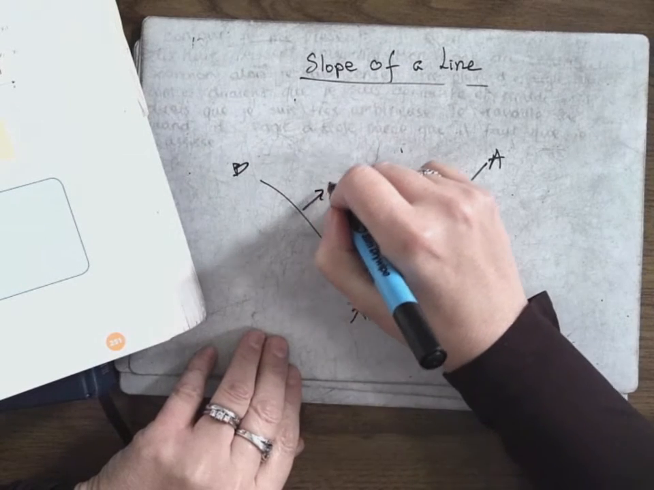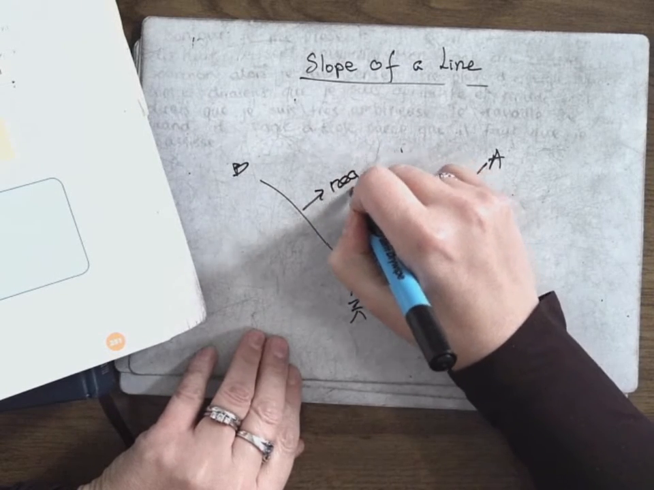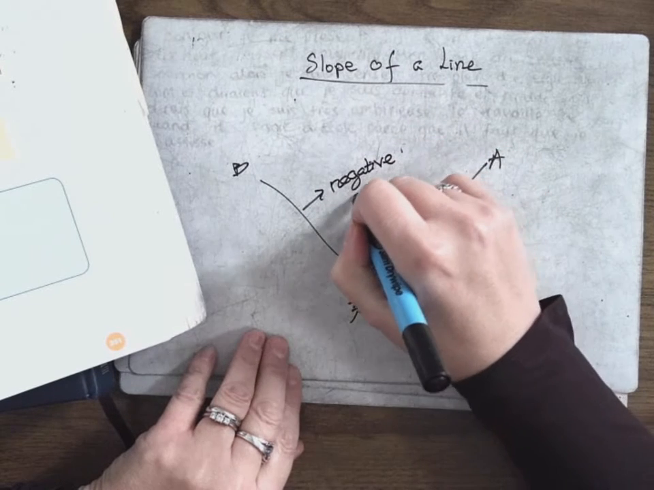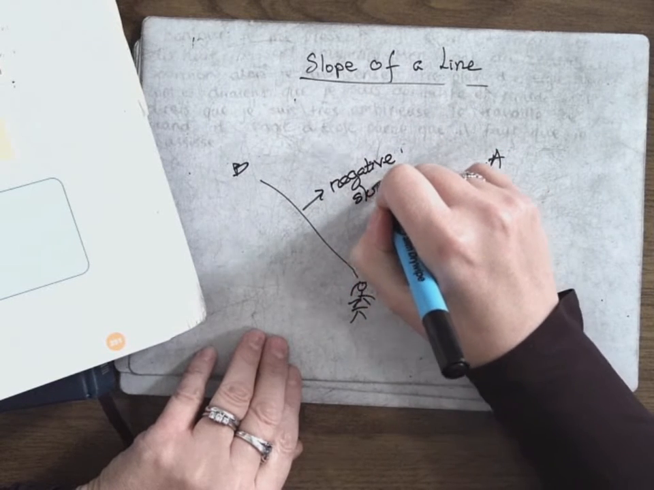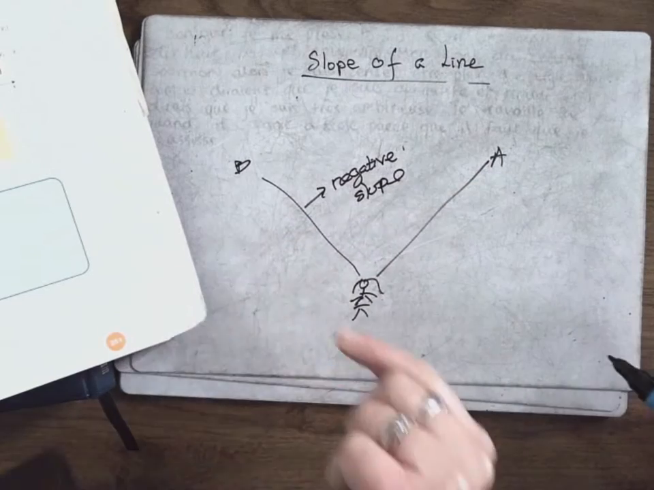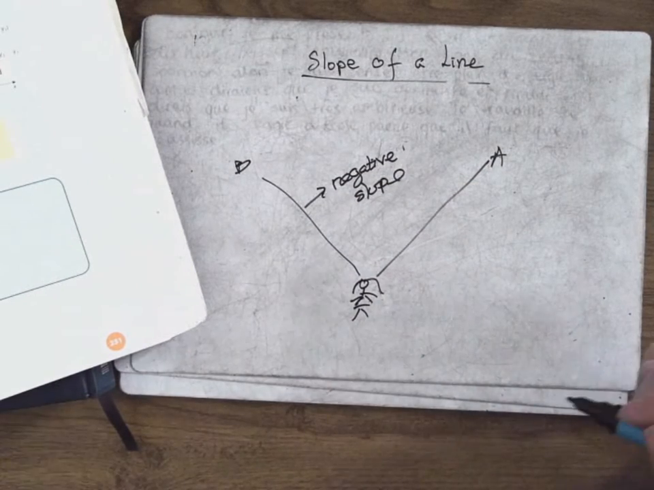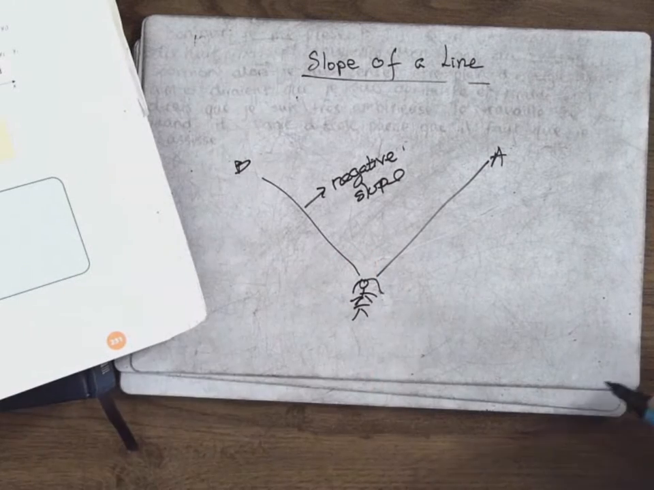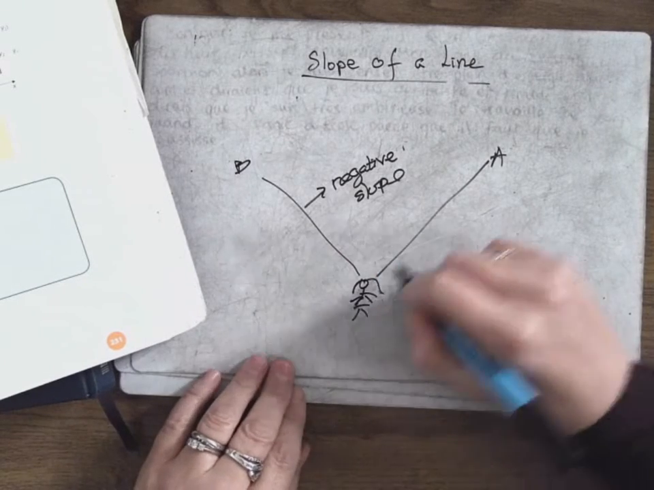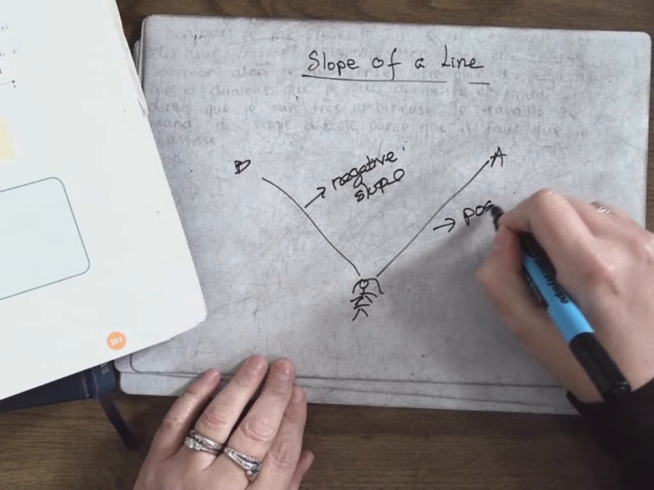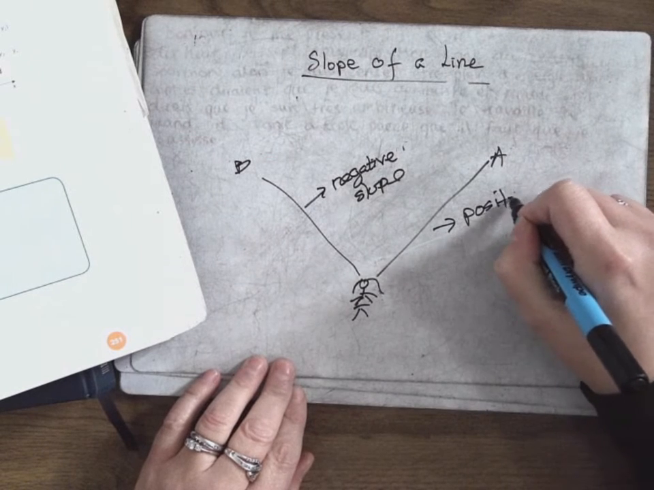So this line here will have a negative slope. The way you know it has a negative slope is, if you were to walk, you'd have to walk in the negative direction. The negative numbers are to the left, so you'd have to walk to the left to get up that hill. You'd have to walk to the right to get up this hill, so this has a positive slope. So we all know by looking at a line.